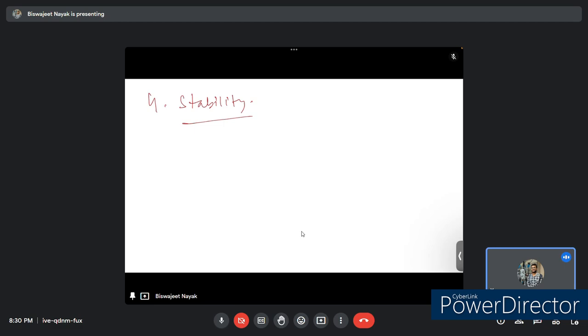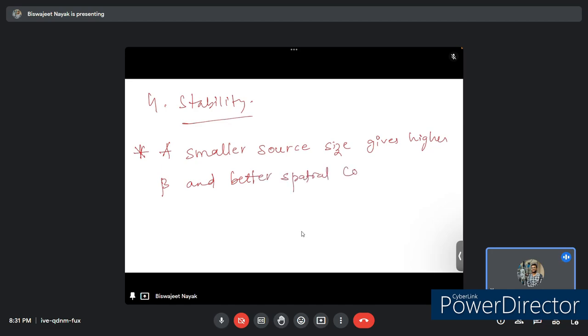So to summarize, the important properties of electron sources are brightness, temporal coherency, energy spread, spatial coherency and stability. A small source gives higher brightness and better spatial coherency but less stability. One can keep in mind: a smaller source size gives higher brightness and better spatial coherency but less stability.